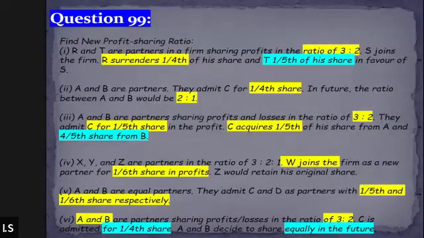Zainab, are you trying this question? Yes, sir. So I got it. Is it 12:5:5? Wait, no, 12:8:5:5. Just wait a moment, let me just check the answer. Just a minute.